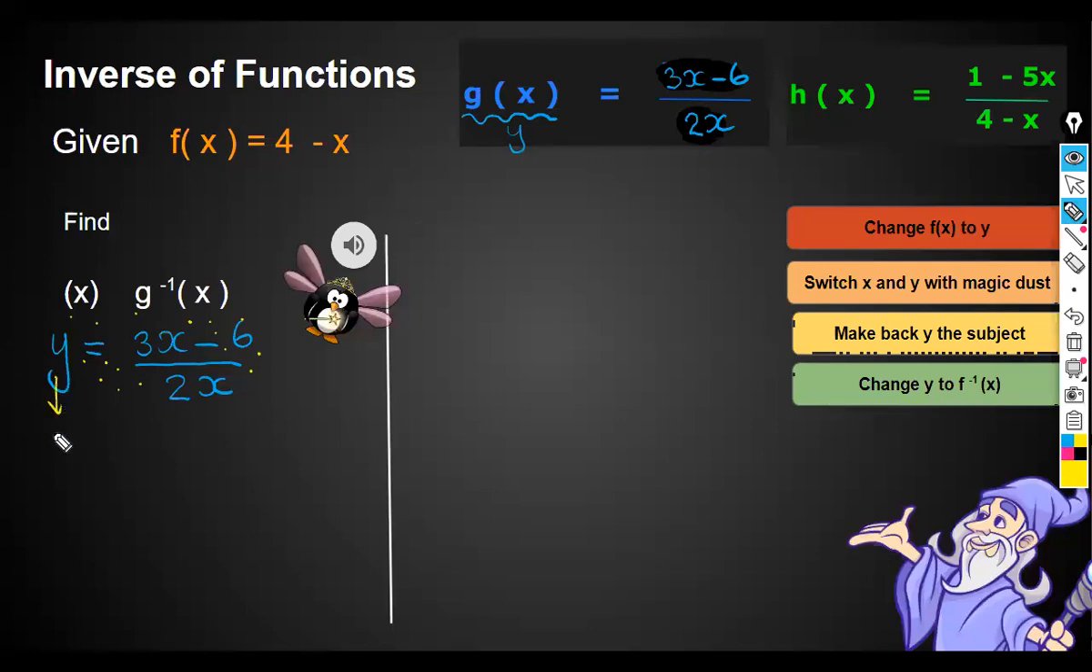This y will change to x, and both x's here will change to y. Great. But we have to make y the subject now, and we have two sets of y. So we know we're going to have to factorize at some point.